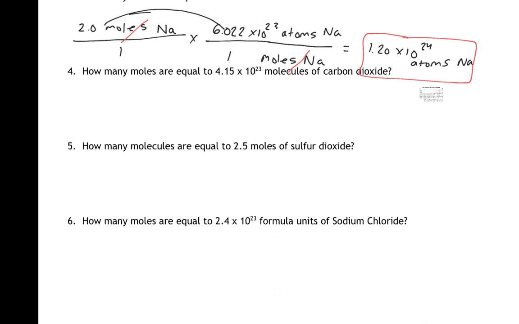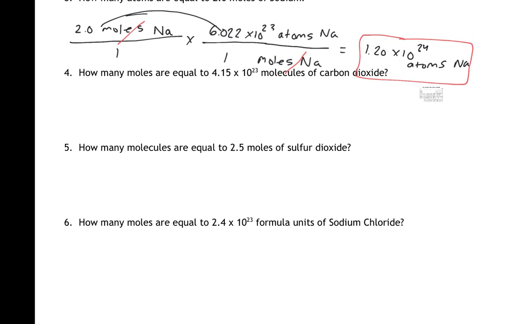All right, let's do number 4. All right, for number 4, it says, how many moles are equal to 4.15 times 10 to the 23rd molecules of CO2? So what we'll do here is we'll start with our 4.15. Let me actually go back and just do black here. So 4.15 times 10 to the 23rd molecules of CO2.